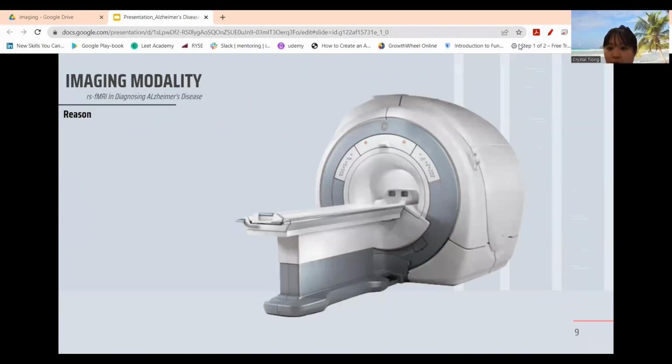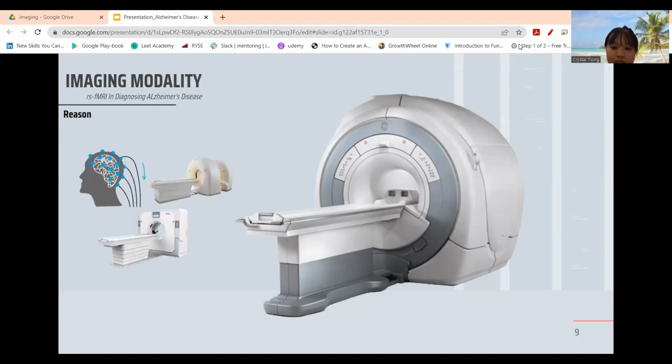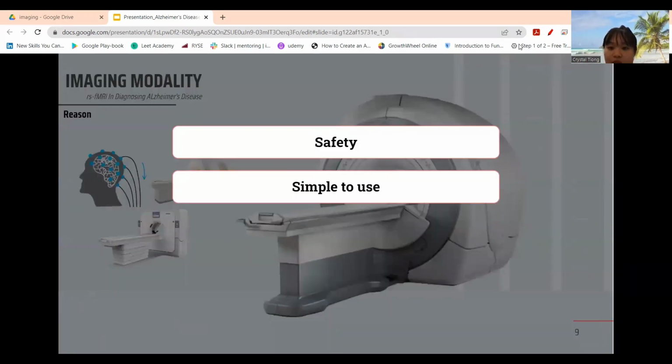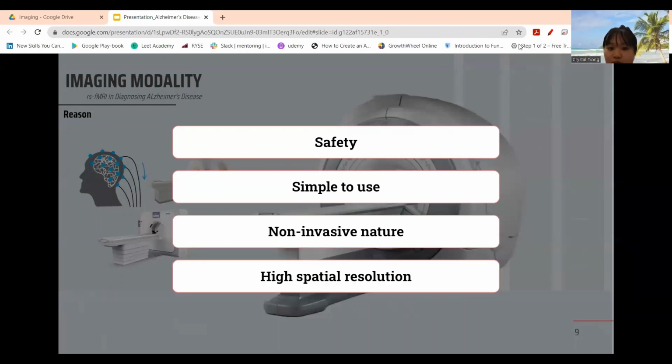Resting state functional magnetic resonance imaging (RSfMRI) is a tool used to image and study the changes in the functional activities of different brain networks, and it is considered a promising biomarker for Alzheimer's disease. Besides EEG, PET scan, CT scan, and so on, RSfMRI is one of the most widely used to detect Alzheimer's disease due to its safety, simplicity to use, non-invasive nature, and high spectral resolution.